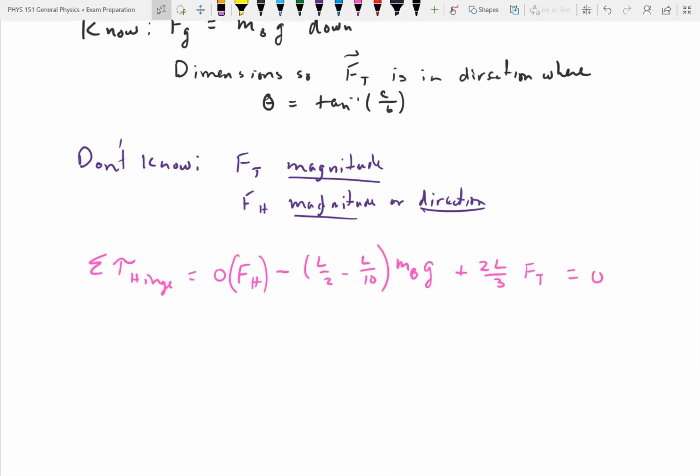And now I'm able to right away calculate force of tension is equal to, L over 2 minus L over 10. Common denominator is 10. 5 minus 1 is 4 tenths. And so that's 0.4 mbg. And then I had to divide by 2L over 3, which is the same as multiplying by 3 over 2L.